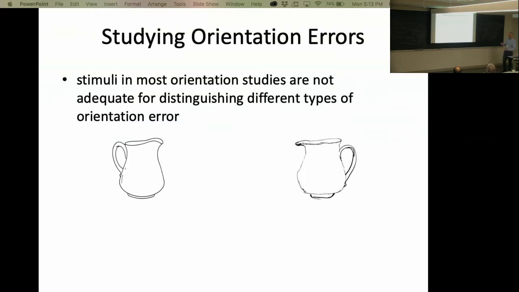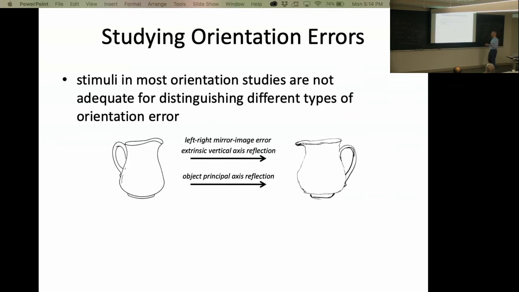So when I was studying AH, I used stimuli like this, and as we've seen, when she was asked to copy this while she was looking at it, she drew this. And we're inclined to call that a left-right mirror image error. And indeed, it does take the form you would expect from a reflection across an extrinsic vertical axis. The problem is, though, that that same error could equally be described as a reflection across the picture's principal axis, if we assume the picture has an axis here. And so we don't know which of these descriptions of the error reflects the underlying representations and processes. The problem here is that the object and extrinsic axes are confounded.